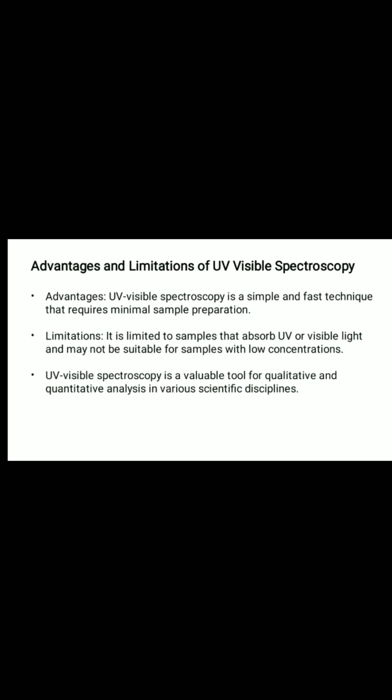Advantages and limitations of UV visible spectroscopy. Advantages: UV visible spectroscopy is a simple and fast technique that requires minimal sample preparation. Limitations: it is limited to samples that absorb UV or visible light and may not be suitable for samples with low concentrations. UV visible spectroscopy is a valuable tool for qualitative and quantitative analysis in various scientific disciplines.